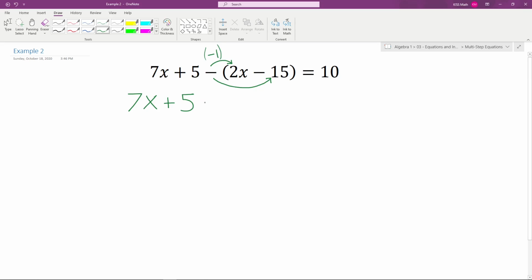So, okay, let's do that. So minus 2x, and then a plus 15 equals 10. So if you didn't follow that, I have a separate video on the distributive property. That should help you out.